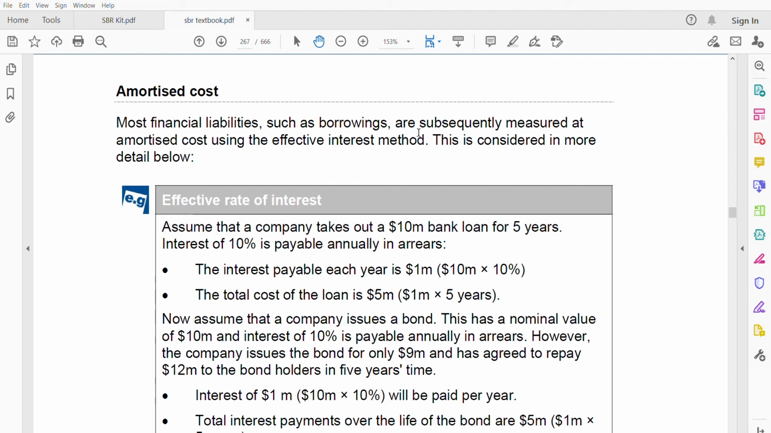Okay, so now let us go to the amortized cost. Most financial liabilities, such as borrowings, are subsequently measured at amortized cost using the effective interest method. What method?